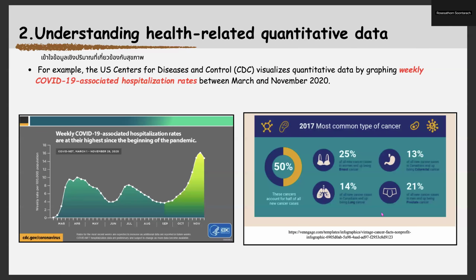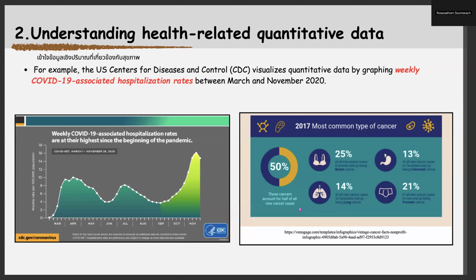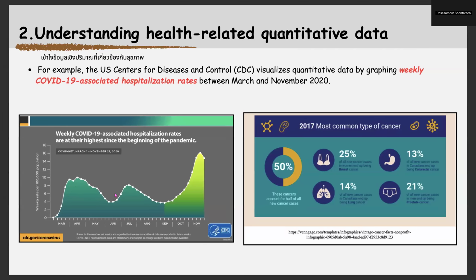And the next, this can help to understand health and related quantitative data. For example, the CDC, or the Centers for Disease Control, visualizes quantitative data by graphing weekly COVID-19 associated hospitalization rates between March and November 2020. So you can understand this data.